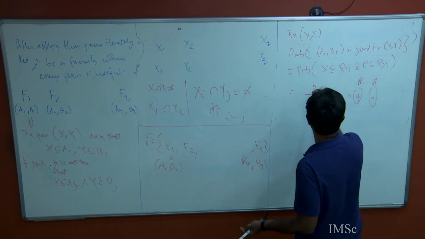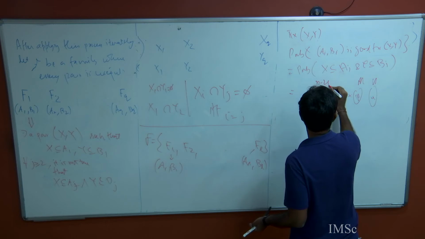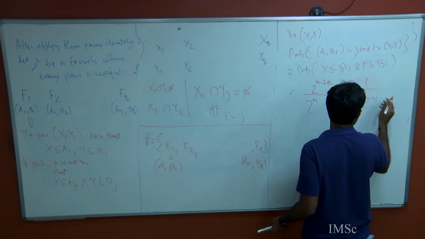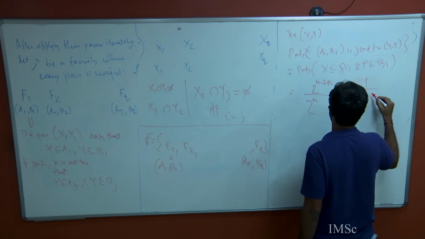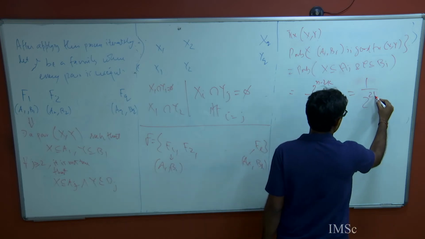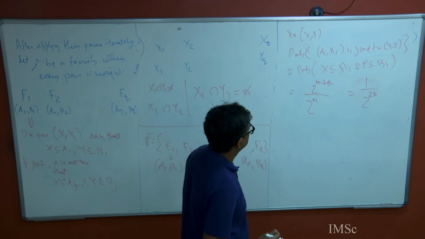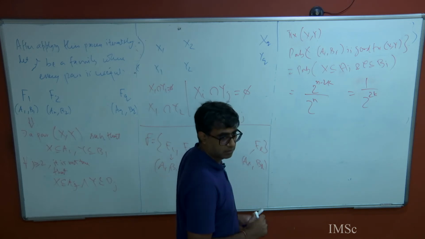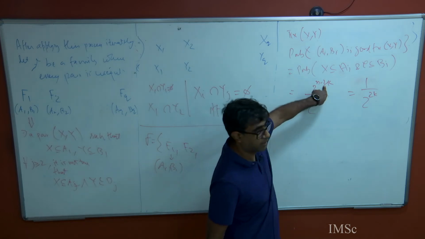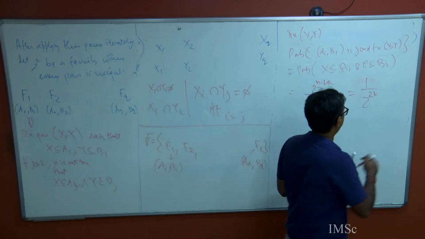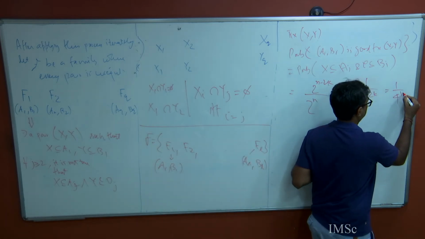So the number of good partitions is 2 power n minus 2k, which gives probability 1 over 2 power 2k. Is that fine? So a particular partition is good for this pair with probability 1 over 4 power k.